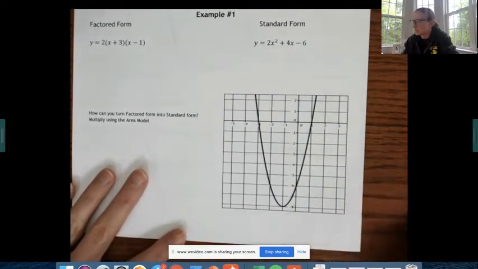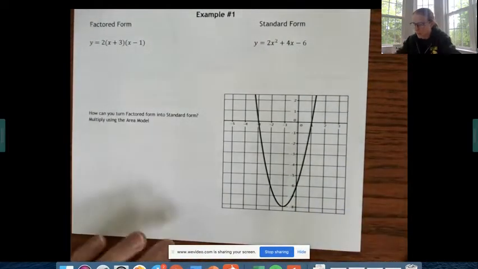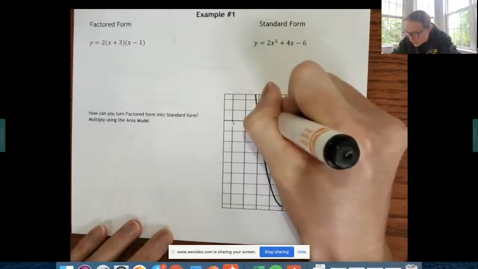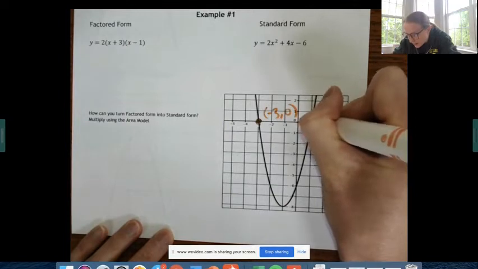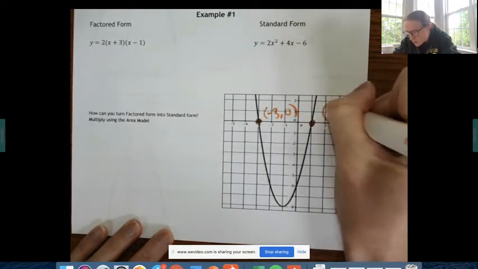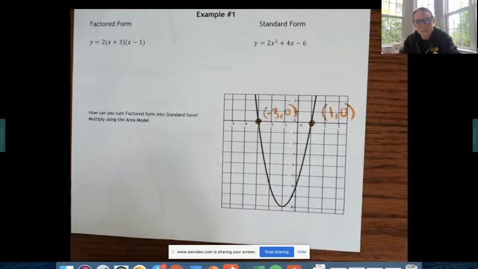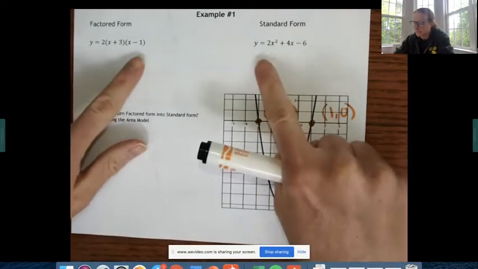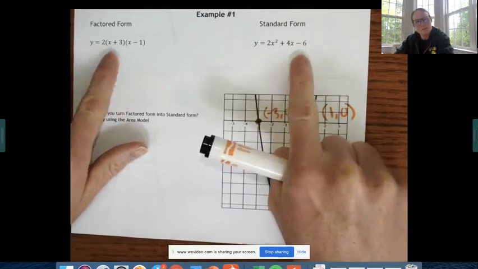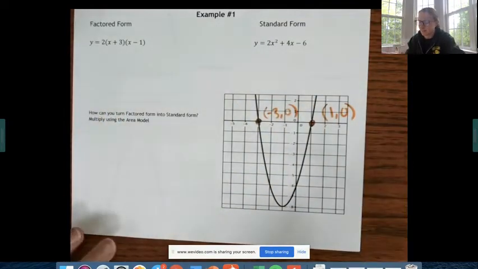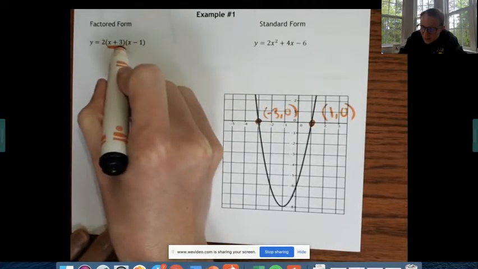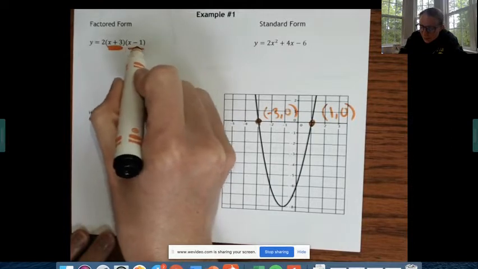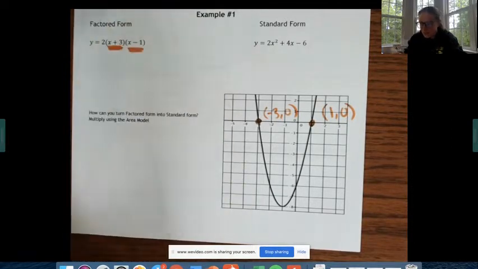If we take a look at these key features, I have an x-intercept right here at -3, 0. I have another x-intercept at 1, 0. -3 and 1, do those numbers look familiar? Can you see them in these equations? Let's take a look here. These factors have a 3 and they have a 1. But there's something that's different.